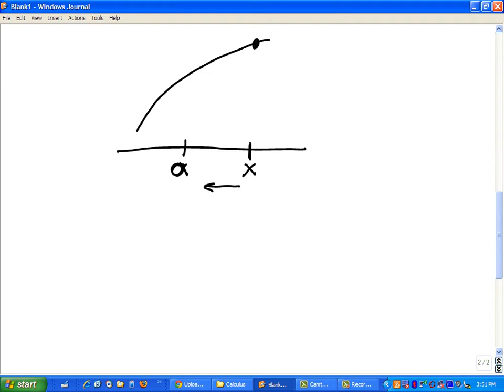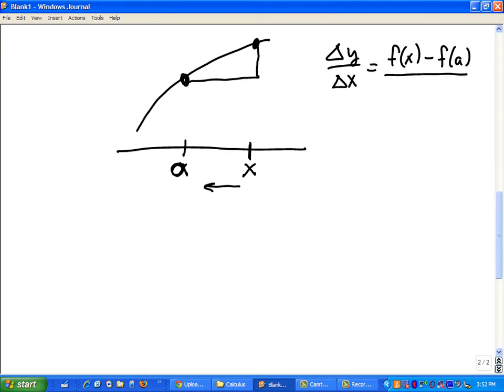And your delta y over delta x is still going to be the difference in the y values divided by the difference in the x values. But in this case, the difference in the y values is a little simpler. It's f of x, whatever that is, minus f of a, divided by the difference in the x values. Now nothing cancels. So you might say, well, why do I want to use this?